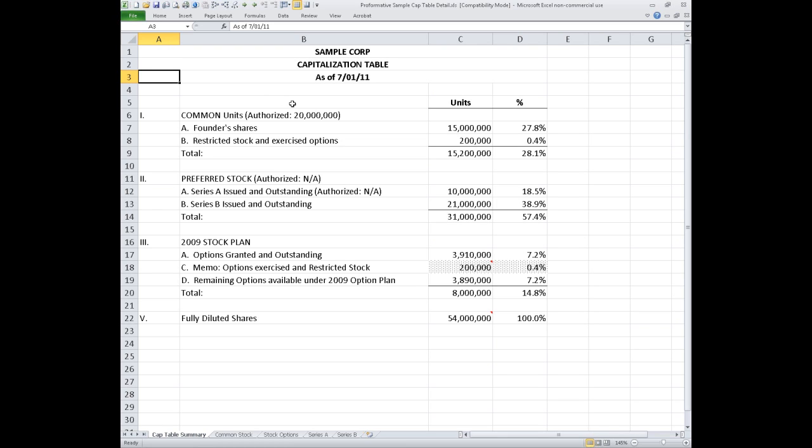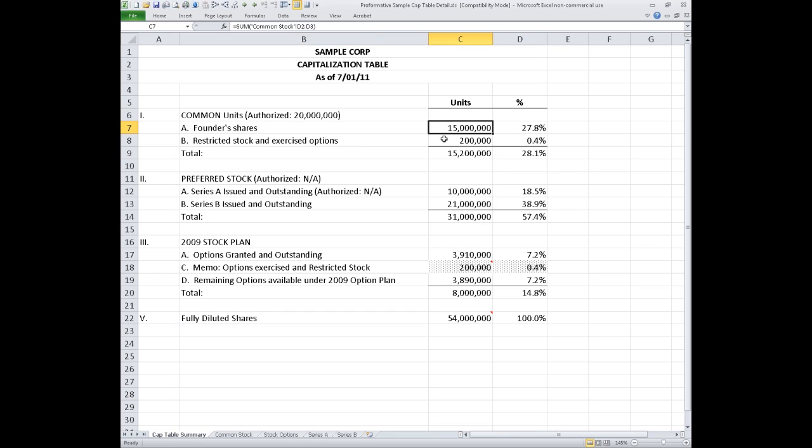So you really want to know, when is this cap table good as of? And then we're looking at things such as common stock. So here is another practical tip. Your board will authorize a certain number of shares in each class of shares, typically. And in this case, the board authorized 20 million shares.